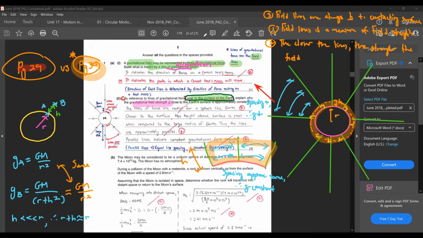So your answer would probably be worded like this. First answer would be using that the lines of force or field lines are radial for a sphere like Earth, because in the first place, they must always be perpendicular to your contacting surface. This is where your first mark comes from. Then after that, you can just say the second sentence. I think I need to go and modify it because it seems to be a bit too long. Closer to the surface, the height of the surface is small compared to the large radius of the Earth.